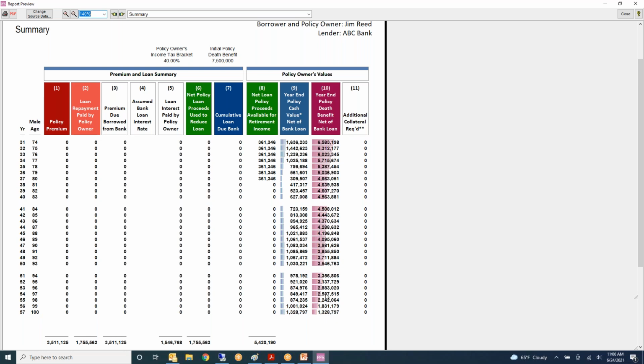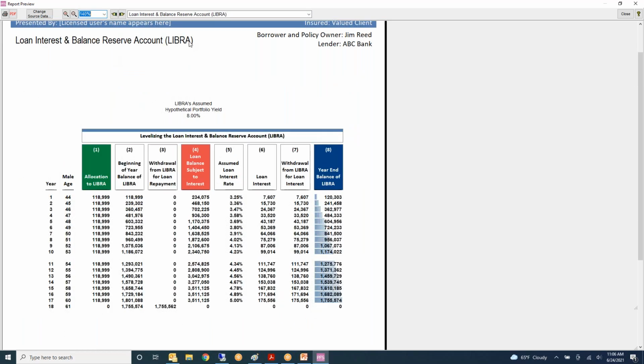Okay, so this is actually kind of reducing, I guess due to the cost of mortality as he gets older, but you still have a viable policy here. Okay, so that's the summary reports over 57 years. And then we got this, remember the Libra account and then the Lira account. This one is basically telling the client, if you need to put aside and levelize 118, almost 119,000 per year, earning 8% to take care of the loan repayment as well as the annual interest cost.